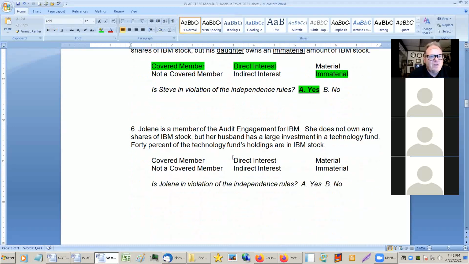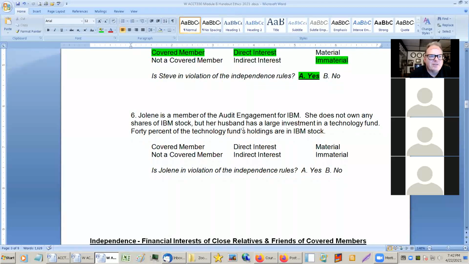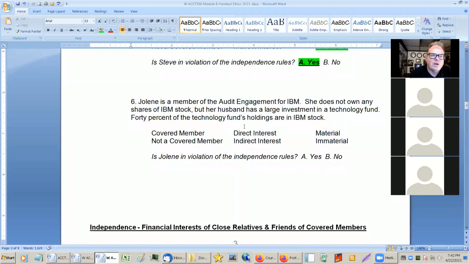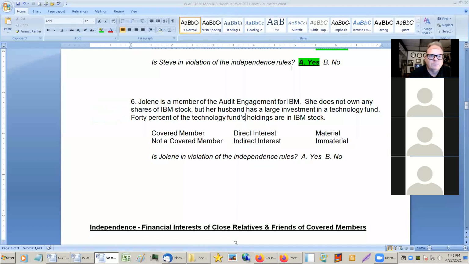Okay. Joan is a member of the audit engagement team. She does not own any shares in United Tech, but her husband has a large investment in a technology fund. 40% of the technology fund's holdings are in IBM stock. Covered member or not? Covered. Direct or indirect? It's indirect. Material or immaterial? I would say material. 40% is quite a bit.